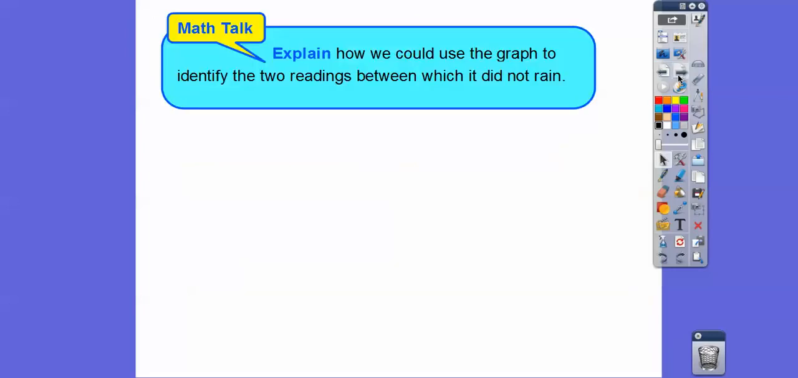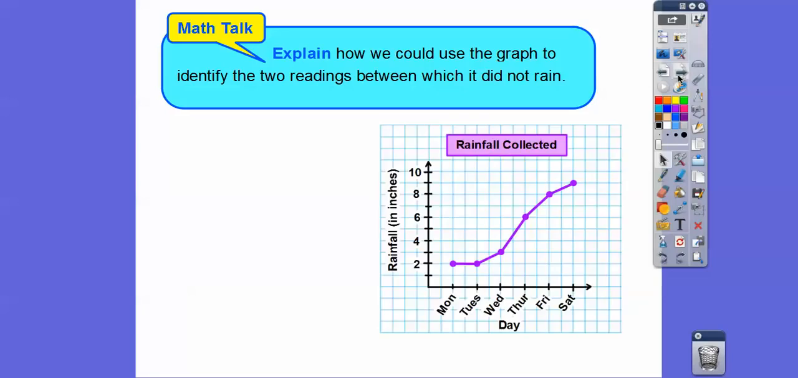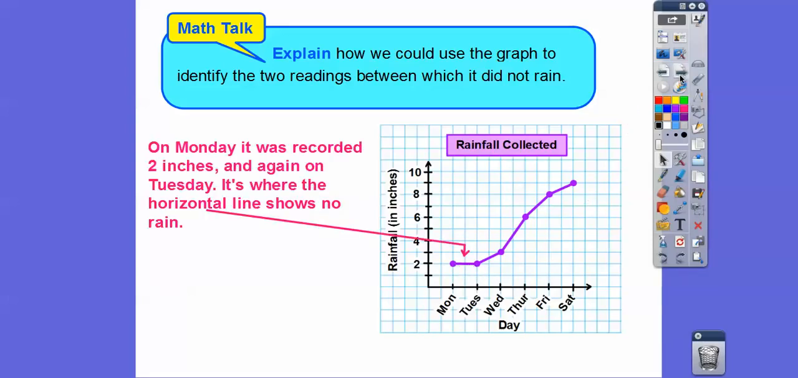Okay, and then explain how we could use the graph to identify the two readings for which it did not rain. Okay, well, when it didn't rain was when it stayed the same at 2 inches from Monday to Tuesday right there. It's the horizontal line right there. It didn't increase at all right there. So on Monday it was recorded at 2 inches and again on Tuesday. So it's just where the horizontal line shows on that, okay?